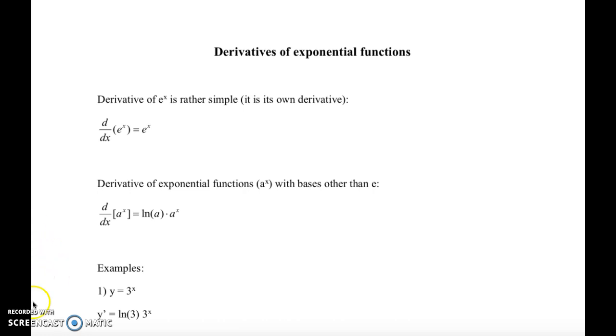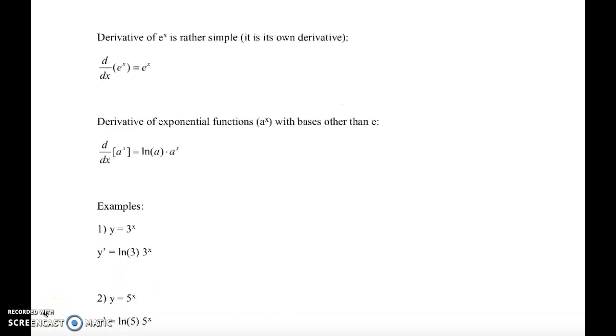So an example of this, if you have y is equal to 3 to the x, then your derivative is going to be the ln of 3, the base, times 3 to the x. And generally we like to take the 3 to the x and put it in the front, but it doesn't really matter. If we have y is equal to 5 to the x, again, the derivative is ln of 5 times 5 to the x power.